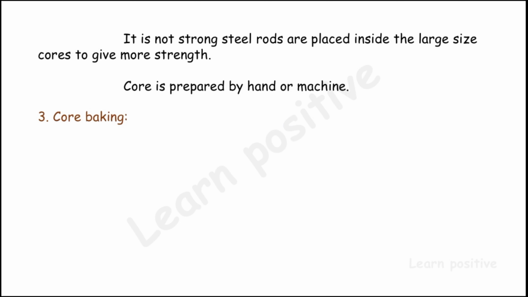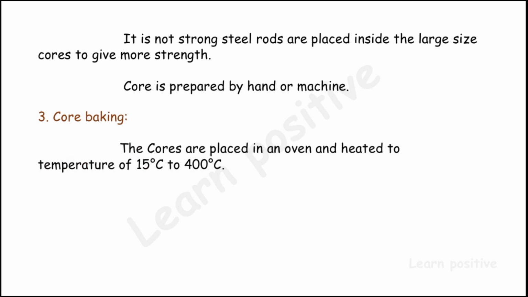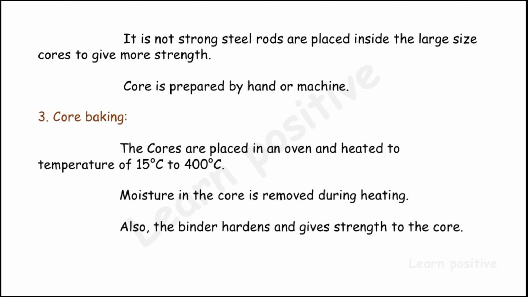The next one is core baking. So the cores are placed in the oven and heated to a temperature of 150 degrees Celsius to 400 degrees Celsius. The moisture in the core is removed during the heating. Also, the binder hardens and gives strength to the core.